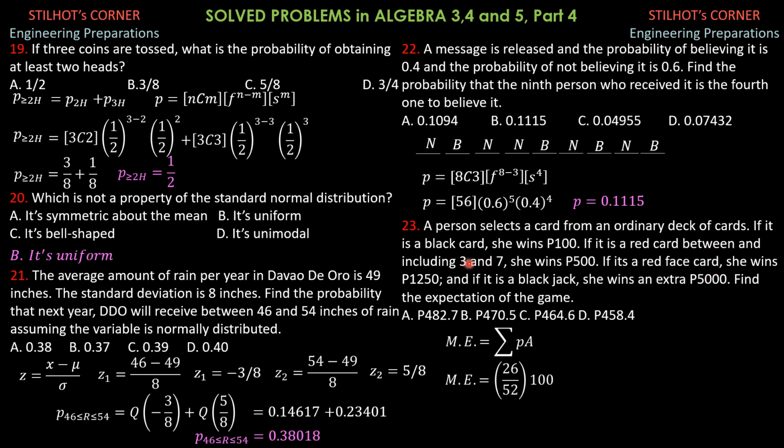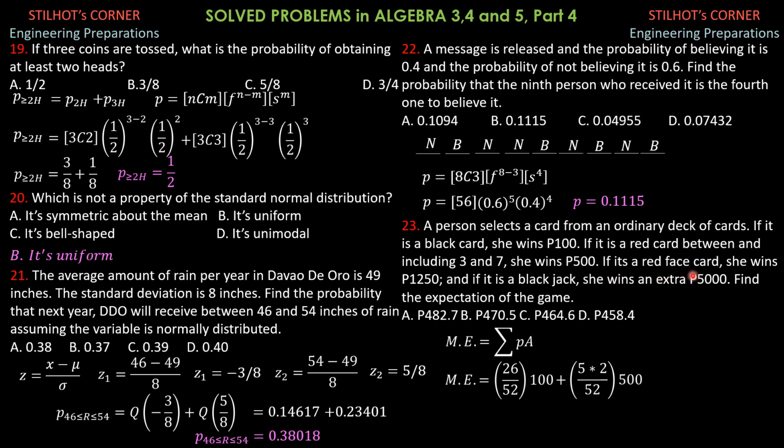If it is a red card between and including 3 and 7, 3, 4, 5, 6, 7, there will be 5 cards, and there are 2 cards per suit. Therefore, 5 times 2 divided by 52, that's the probability of obtaining a red card between and including 3 and 7. And the amount expected to be won is 500. So 5 times 2 over 52 times 500.